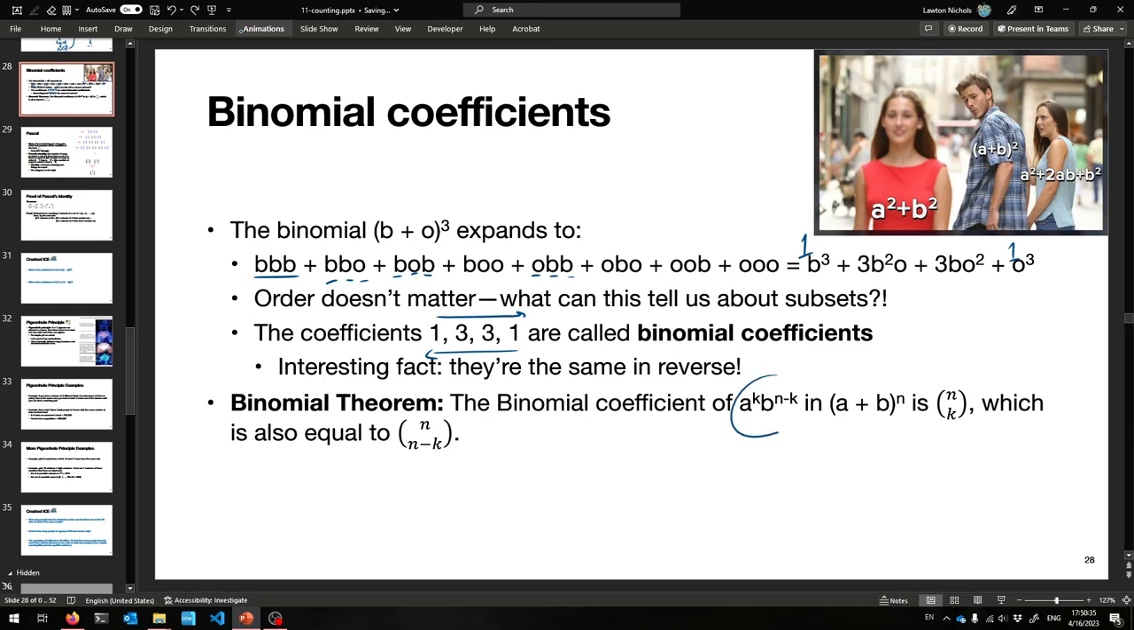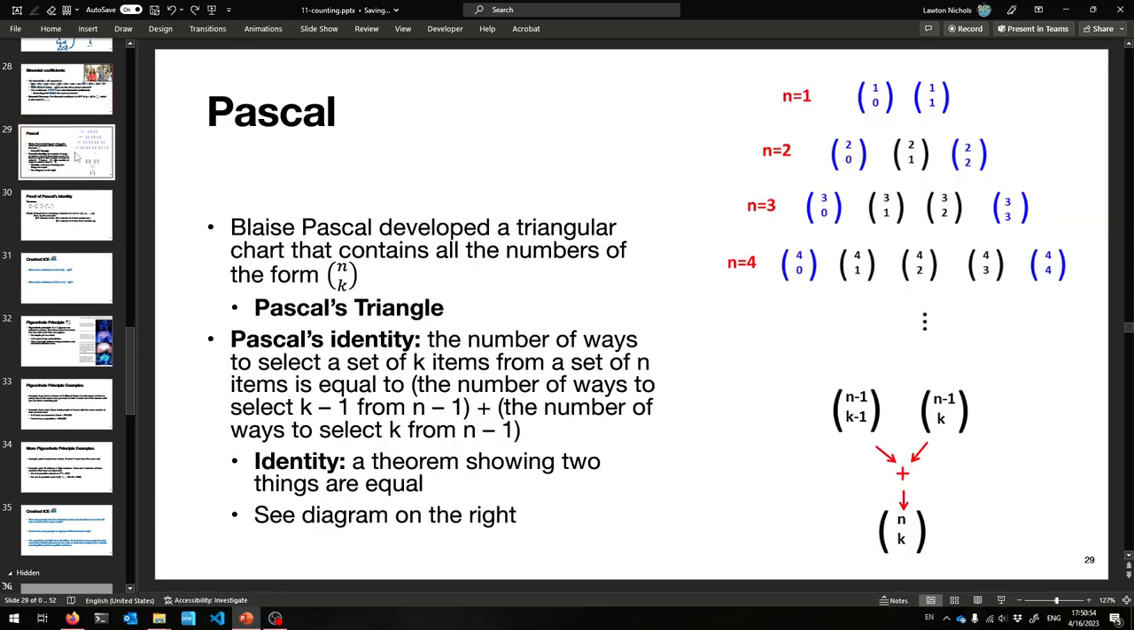Because this could go in any order, maybe this was first and this was second, that's going to be equal to n choose n minus k, because it's in reverse as well. And so order doesn't matter, and this value is actually equal to this value, but they're both going to be the coefficient that you want here. All right, and the way that you generate this, if you didn't want to do combinations, you could have used Pascal's triangle. Remember that? It looks like this, and these are ones along the sides always.